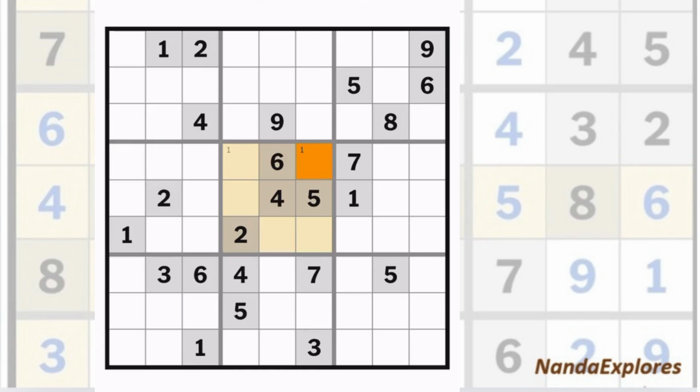So we started with 1, then again we get here 2 cells where number 1 is a likely candidate. So we go to 2. Here we get 2 cells where number 2 is a likely candidate. Then we go to 3. We don't have any case, so we go to 4. Here we get 2 cells in this block where the 4 is a likely candidate.